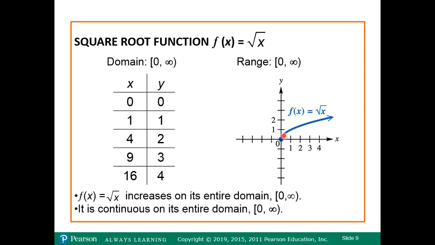And the range, as you can see from the graph, also goes from 0, right? Because if x is 0, then the square root of x is 0. And if x is positive, then the square root of x is also going to be positive. So this is also going to be from 0 to positive infinity. And you can see that from the graph of the function. And it's also increasing on its entire domain. Okay, it's increasing, and it's also continuous on the entire domain.